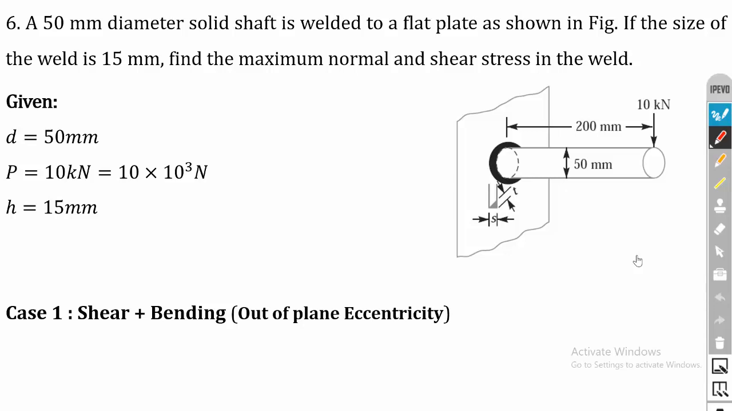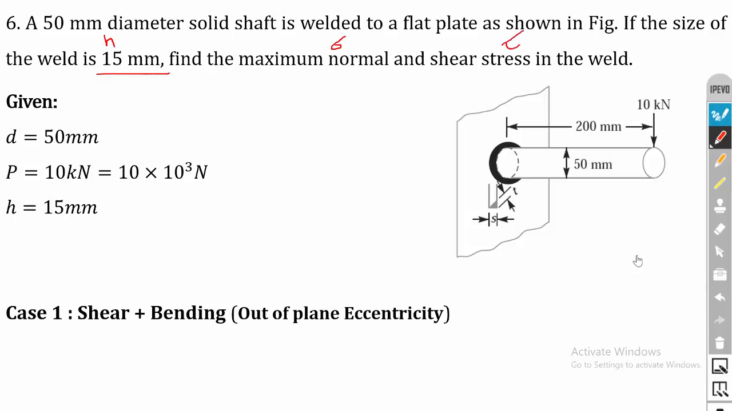So the problem is: a 50 diameter solid shaft is welded to a flat plate as shown in the figure. If the size of weld is 15, find the maximum normal and shear stress in the weld. So here in the problem, the size of the weld h is given and we have to find out the sigma maximum and tau maximum of the weld.